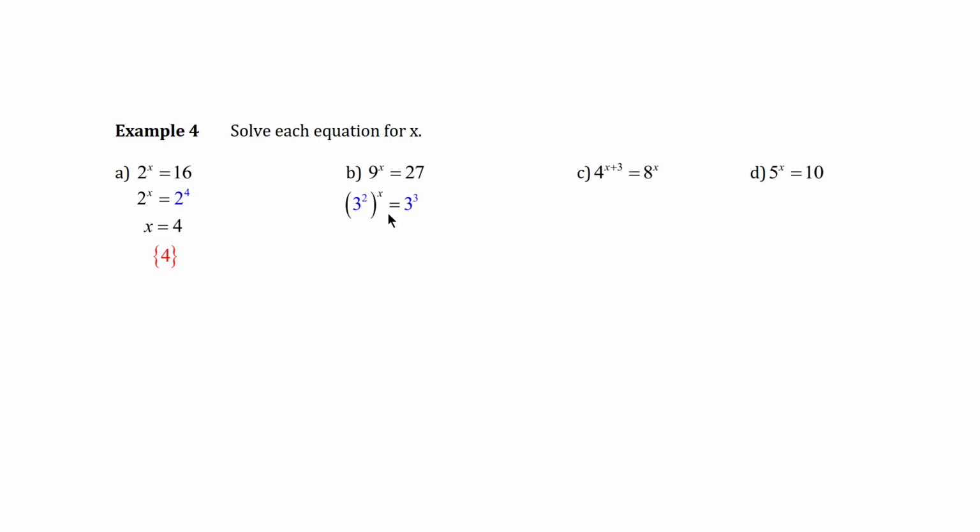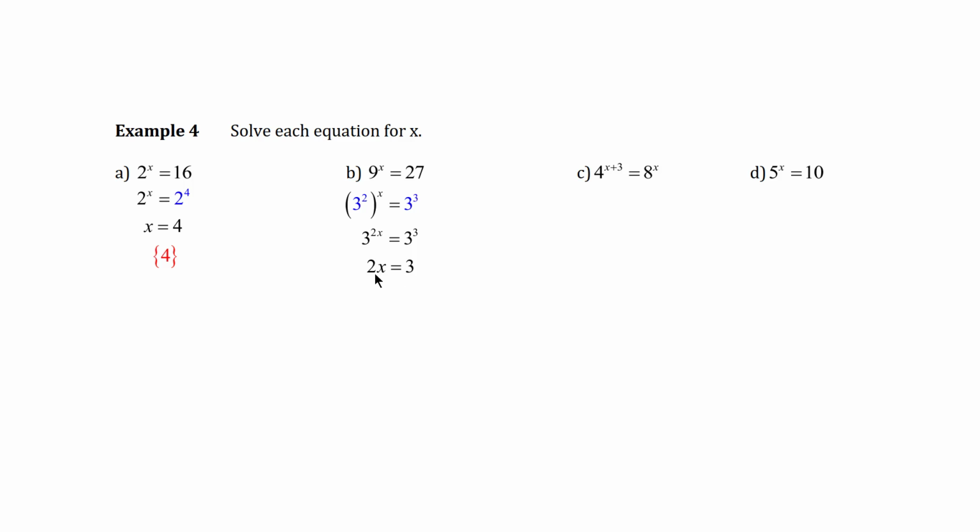From here we can multiply the exponents of 2 and x. This would just be 2x. So the result is 3 raised to the exponent of 2x equals 3 cubed. Now that the bases are the same, we can apply the uniqueness property of exponents to drop the bases and set the exponents equal to each other. We get 2x equals 3, and now we just need to solve for x.